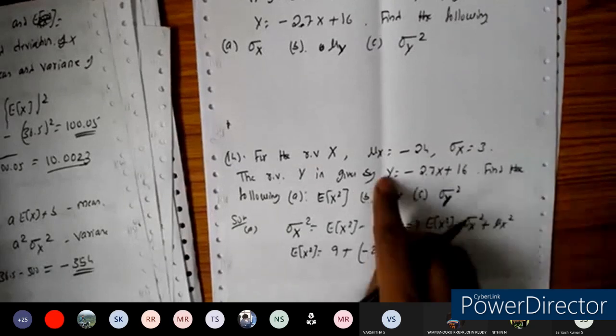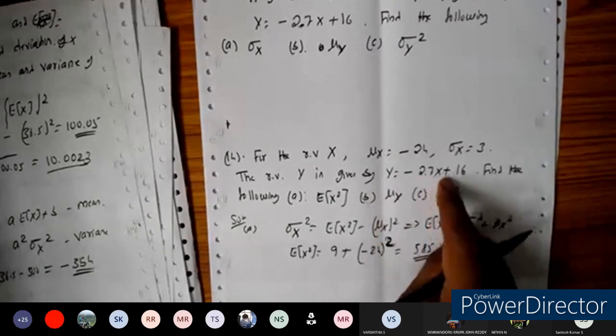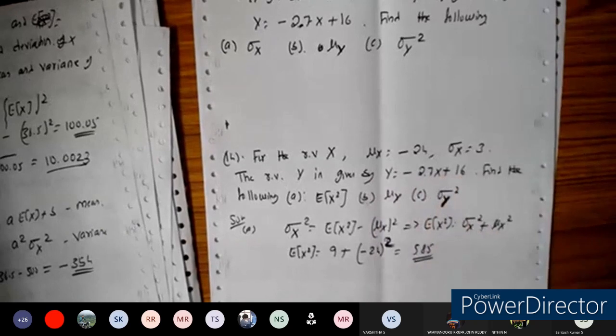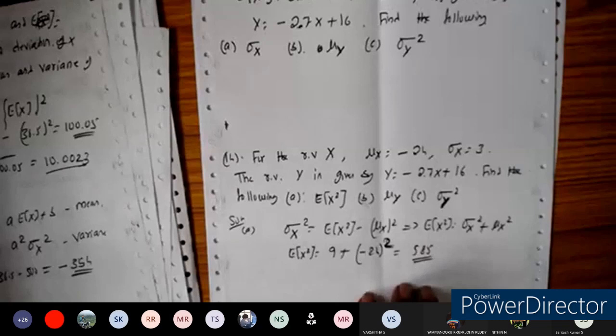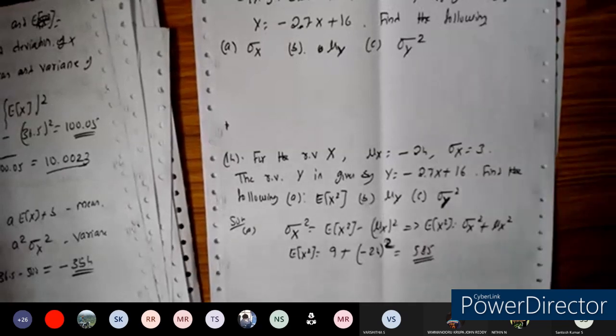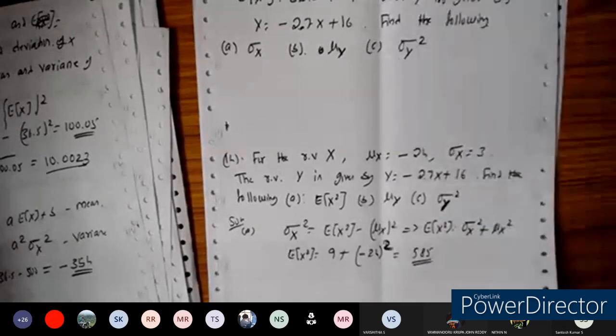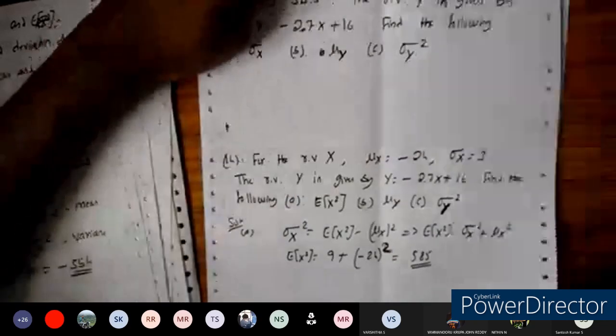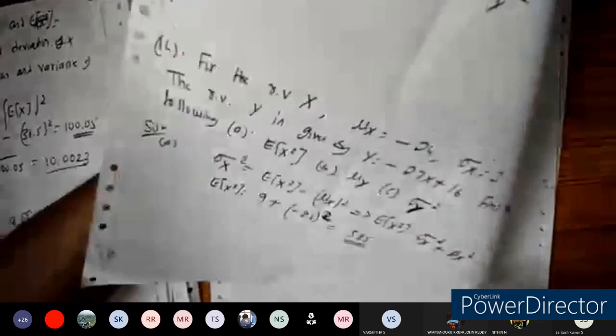Nu y, sigma y square. So nu y is nothing but minus 2.7 into nu x plus 16 here. Okay, so find the remaining things as homework here. Done. Okay, so do the remaining things as homework. You can do it here. All right, this is similar to the previous problems. Done. I'll go for the next problem.